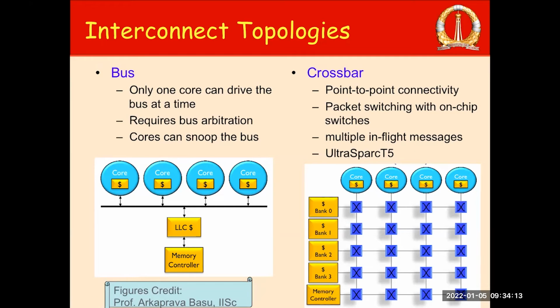So parallel connections, or multiple messages, can happen in parallel as long as the source-destination pairs are different.